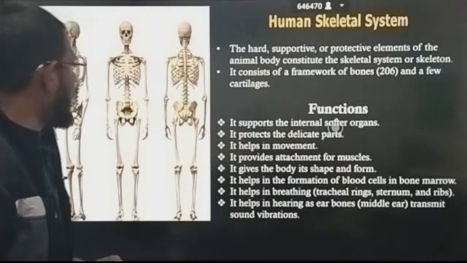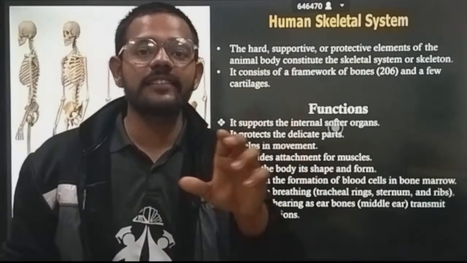Okay, made up of bones. As you studied in animal tissue, bone is a type of specialized connective tissue. With bone you have studied cartilage, blood, lymph. These all are specialized connective tissue. So today we are going to start with the human skeletal system.